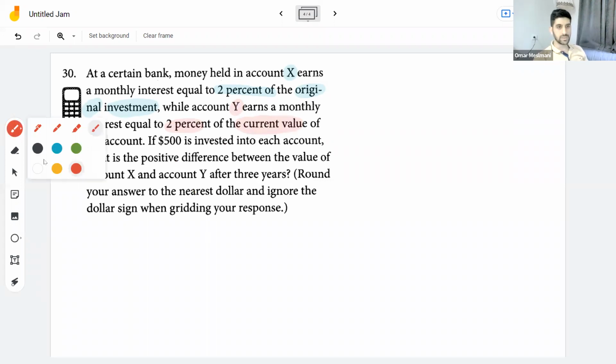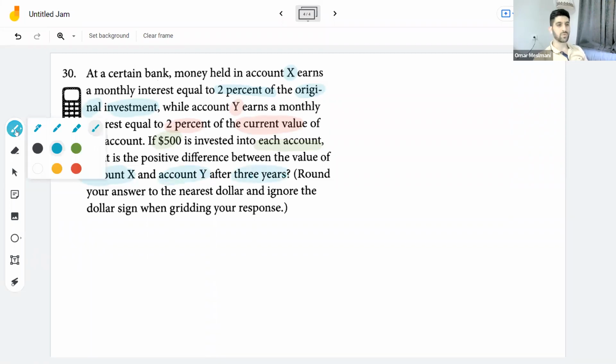He's saying that $500 is invested in each account. I have 500 invested in each account. What is the positive difference between the value of account X and the value of account Y after 3 years?